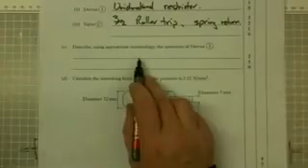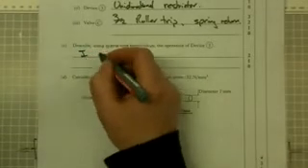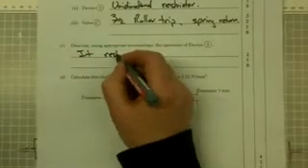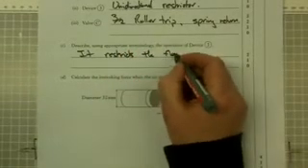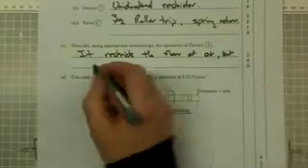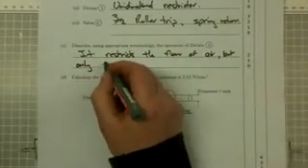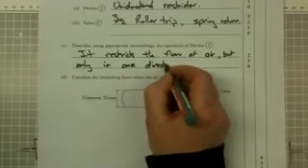Describe using appropriate terminology the operation of device 3. Well, that's the unidirectional restrictor. It restricts the flow of air, but only in one direction. Full marks.